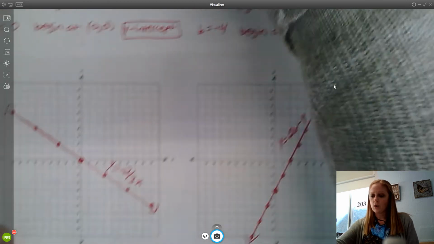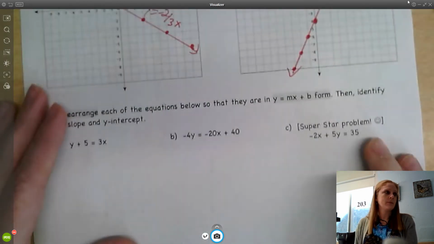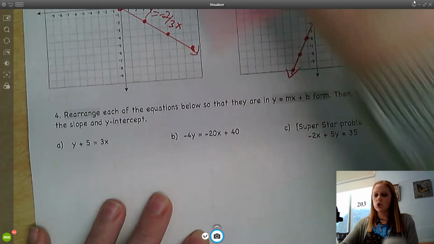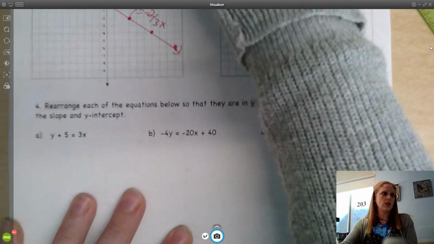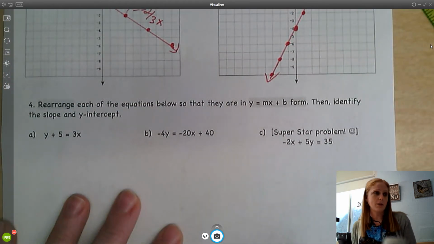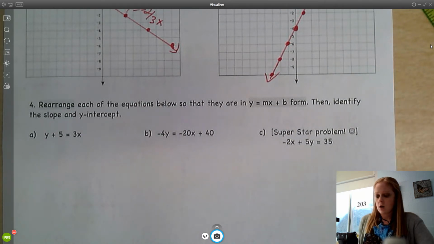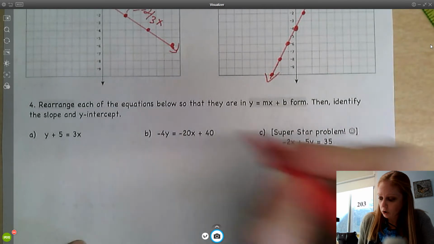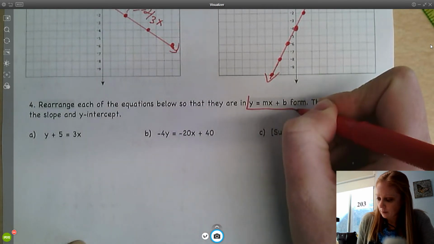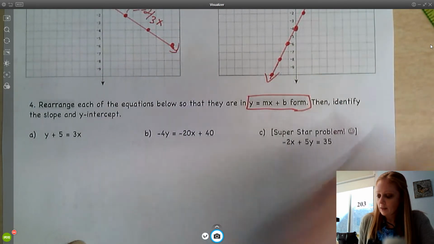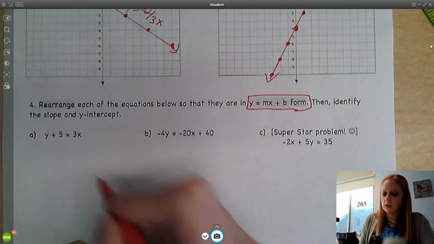All right, number 4. Rearrange each of the equations below so that they are in y equals mx plus b form, then label or identify what the slope and y-intercept are. Okay, so our goal is to have them be in y equals mx plus b form. These are not, so we're going to move some things around.